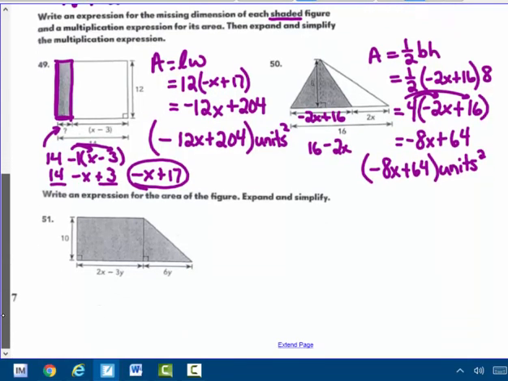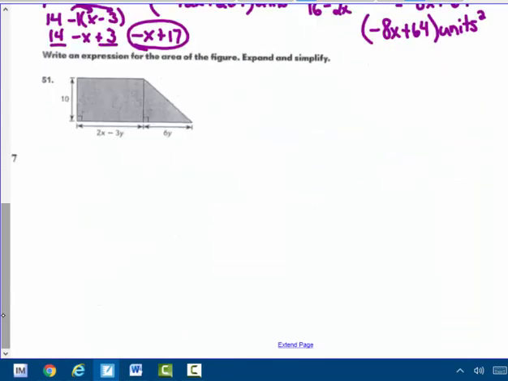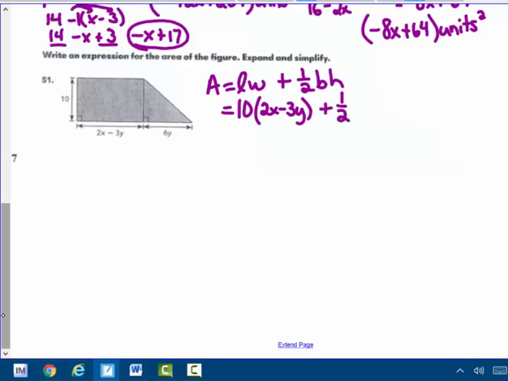Write an expression for the area of the figure. Expand and simplify. Well, now I have a rectangle plus a triangle. A little bit more work here. So the area is a rectangle plus a triangle. I don't have any unknown sides. I have all the information that I need. So the rectangle is 10 by 2x minus 3y, length times width. And my triangle is 1/2 the base, which is 6y, and the height, we know, is this 10. So times 10.